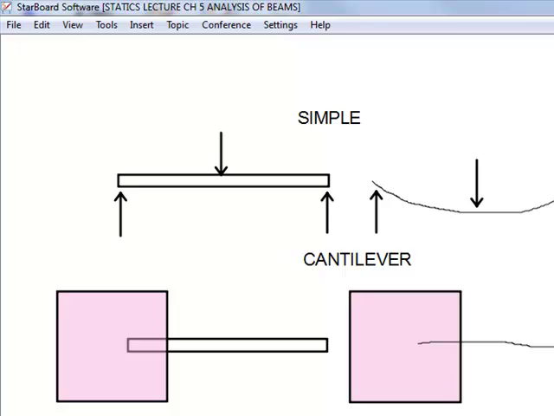Okay, so Chapter 5 talks about the analysis of beams. Up till now we've been doing different formulas and trying to understand trigonometry and all that stuff, and how loads are transmitted, etc. And so everything kind of builds on everything else. And then we studied trusses a little bit and how the loads are distributed through the members of the truss. And now we're into beams.